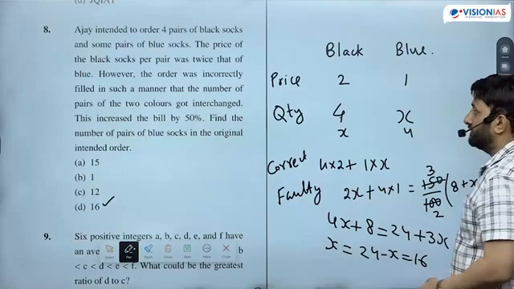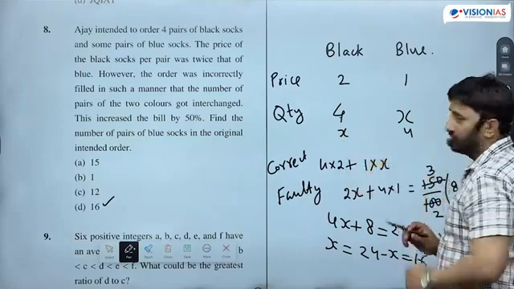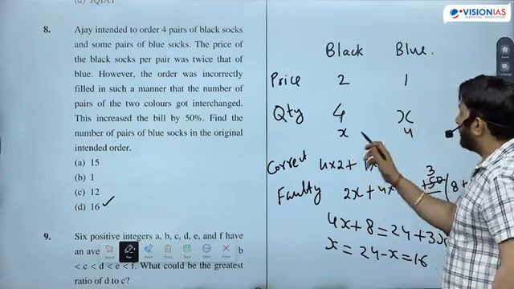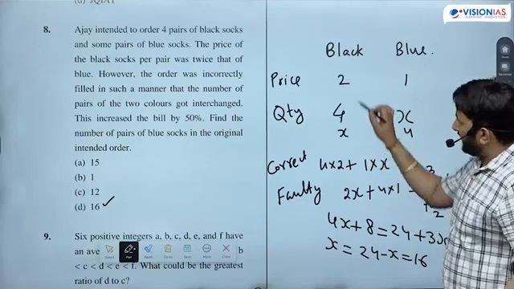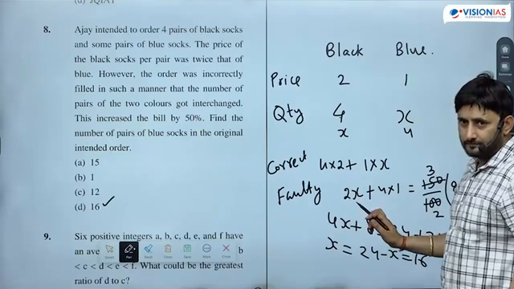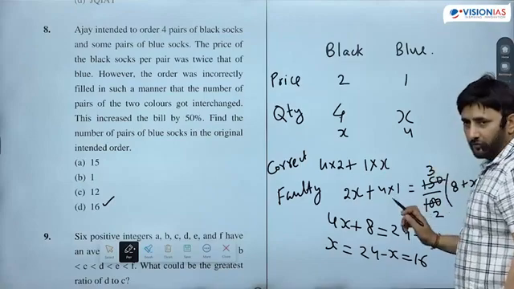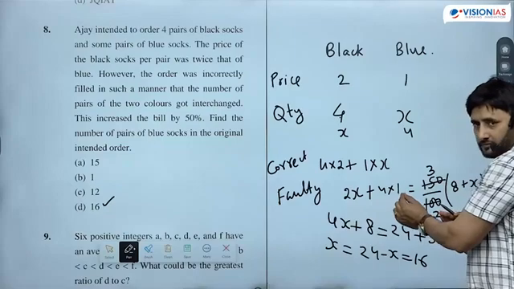But what was the mistake? Their numbers got interchanged, the quantity got interchanged. The bill for black was made according to X and the bill for blue was made according to the 4 pairs. So X pairs of black at the rate of 2, their value will be 2X, and 4 pairs of blue at the rate of 1, their value will be 4. So this is the faulty bill. The faulty bill will be 2X plus 4.